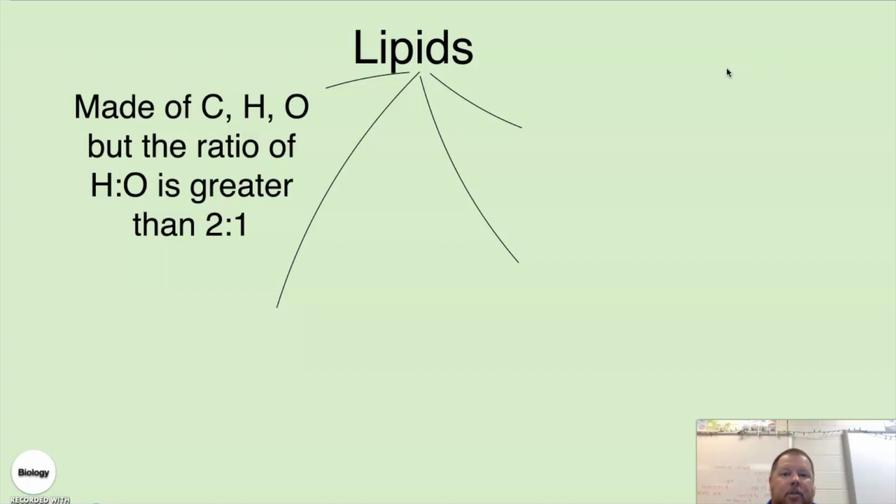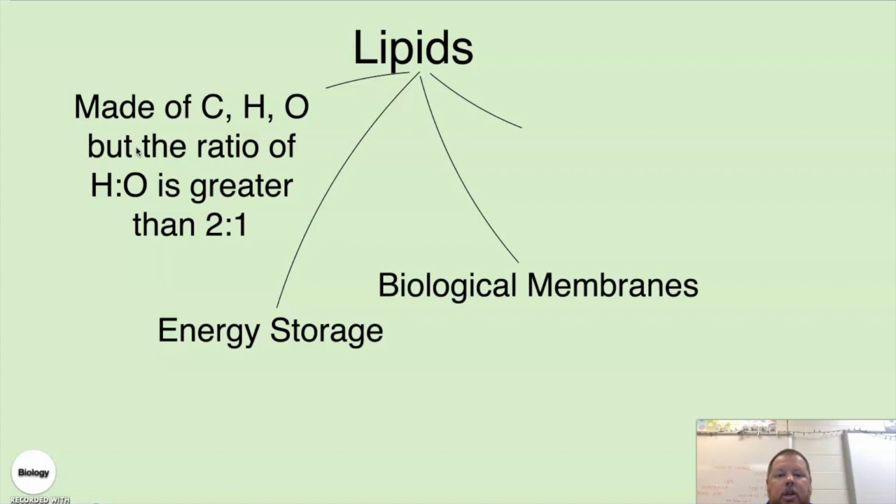In a carbohydrate, the ratio of hydrogen to oxygen was 2 to 1. But in a lipid, the ratio of hydrogen to oxygen is going to be greater than 2 to 1. Lipids are going to be used for energy storage. They can be used to make biological membranes, and they can also be chemical messengers. So we'll take a look at each of those in the next few moments.